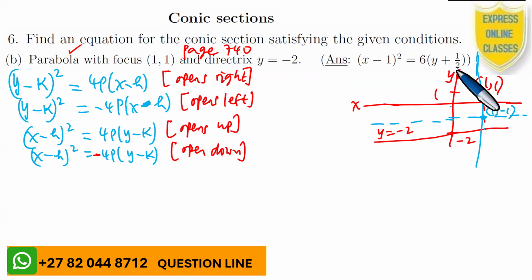Because the focus is there, the graph is going to be like this. It must go in the direction of the focus. It can't go down or to the left or to the right. The focus must be in the cup, if the graph is like a cup. So this is everything we need, and therefore we continue.